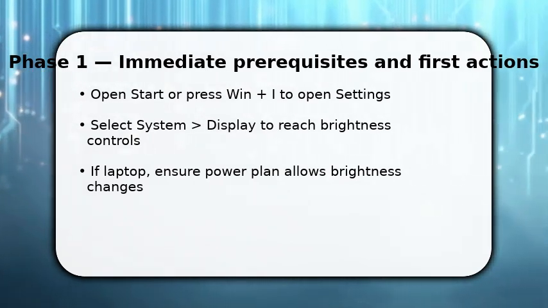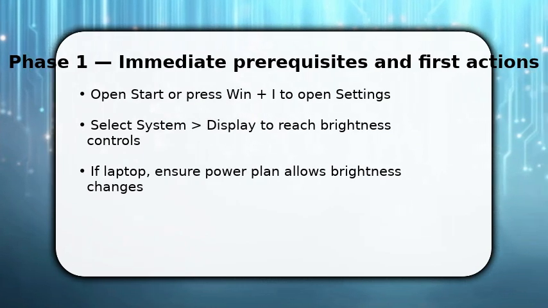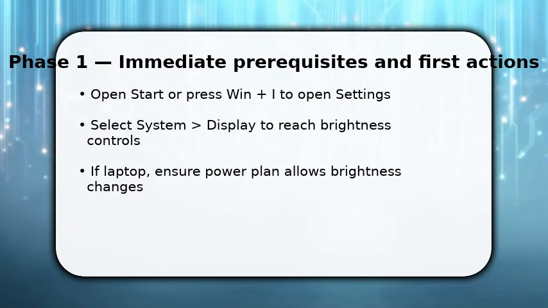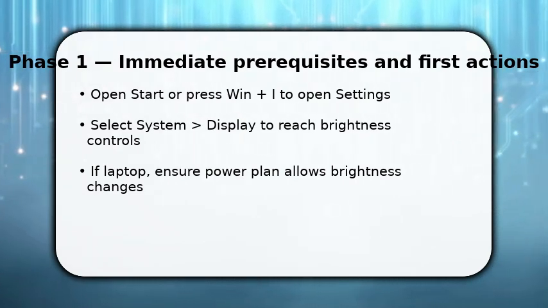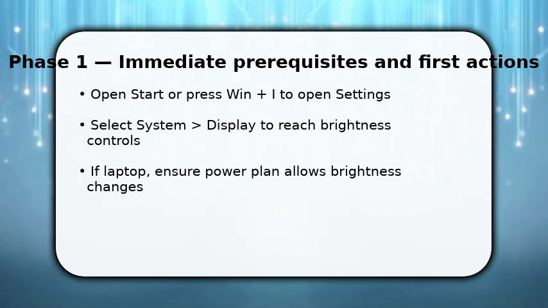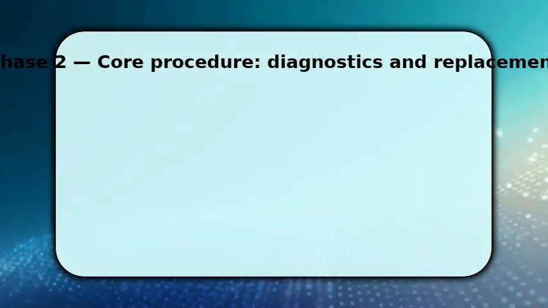Make sure the device is on battery or plugged in. Some laptops limit adjustments on low power. If the brightness slider is missing, check for a dedicated keyboard key or manufacturer control app before proceeding to advanced steps. Now adjust the slider to set your desired luminance.